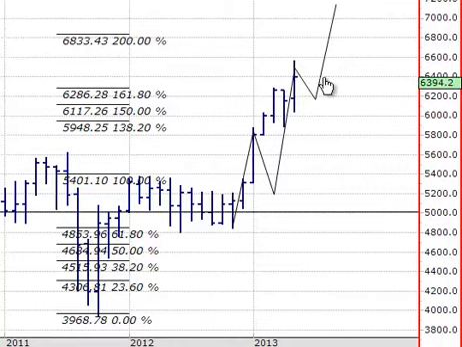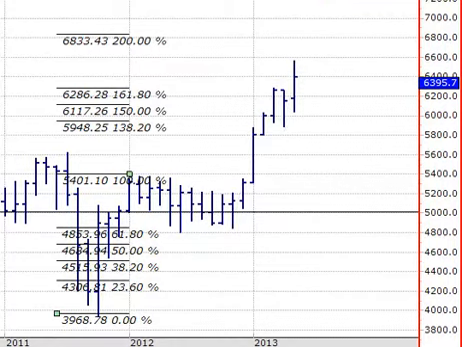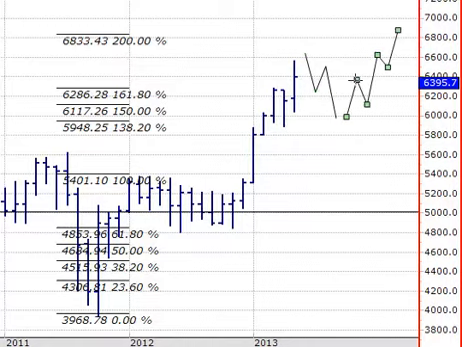So we'd still be looking for an ABC across the 64, 65 here, which is the medium level. So we'll be looking at a wave four there, and then a wave five to the upside to that point there. So we're still looking for a move down to 6,000 here.